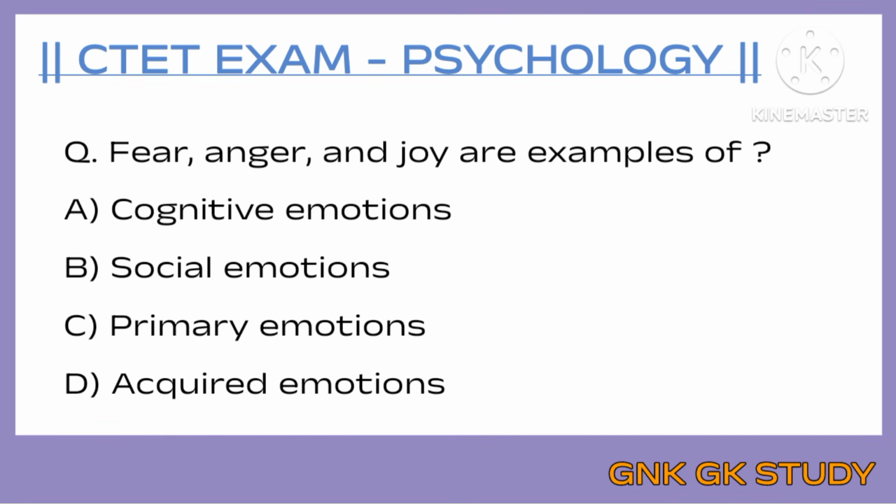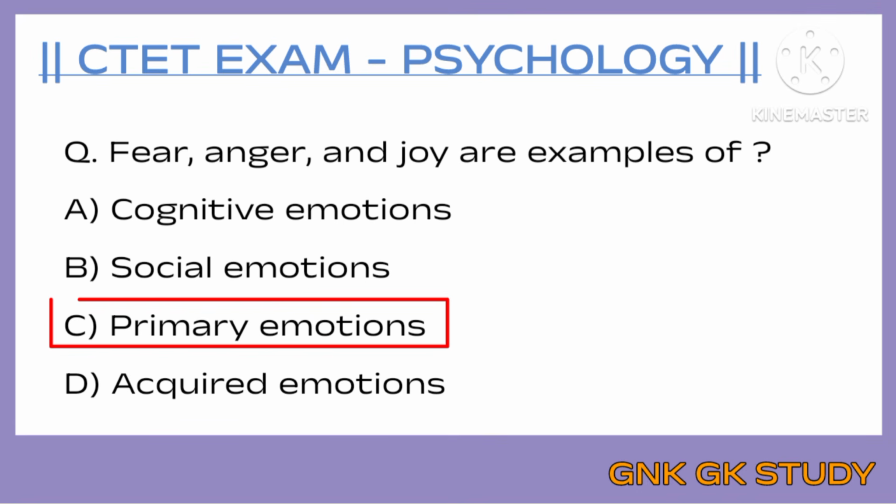Fear, anger, and joy are examples of A. Cognitive emotions, B. Social emotions, C. Primary emotions, or D. Acquired emotions. Correct answer, C. Primary emotions.